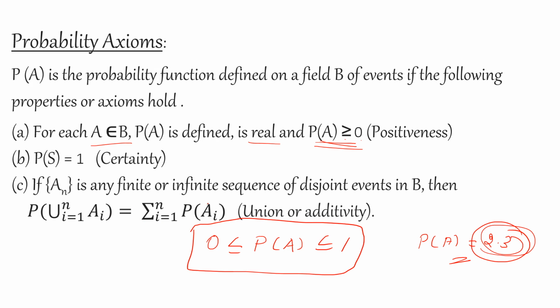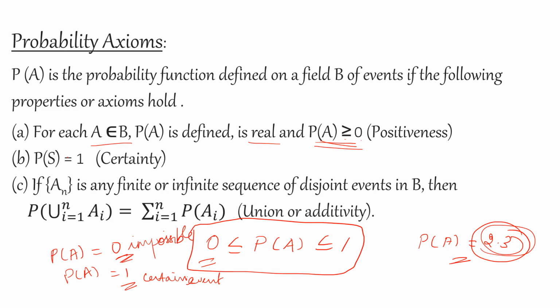And I think you know what 0 means. 0 means it cannot happen. Suppose the probability of A is equal to 0, then it cannot happen at all. And if the probability of A is equal to 1, then it is a certain event. If the probability is 0, it is called an impossible event. If the probability is 1, it will definitely happen. That is a certain event. So probability of 0 means impossible, and probability of 1 means certain event.